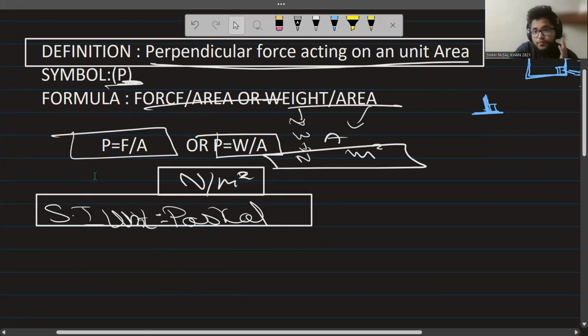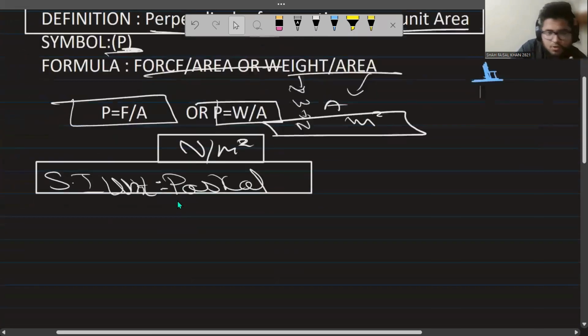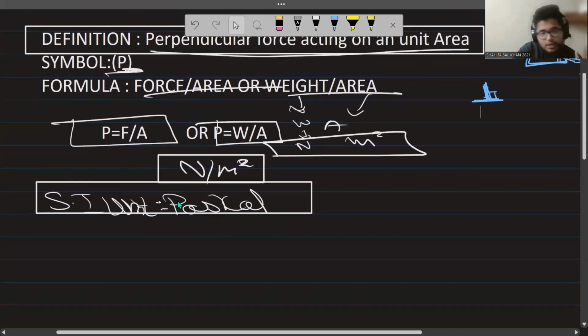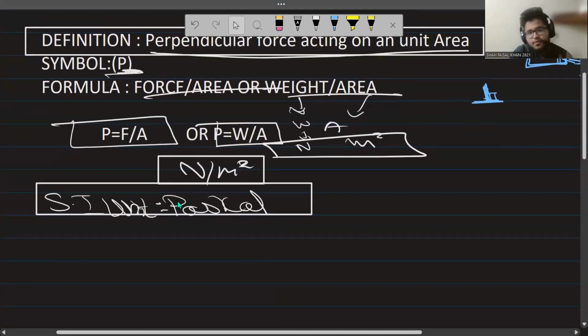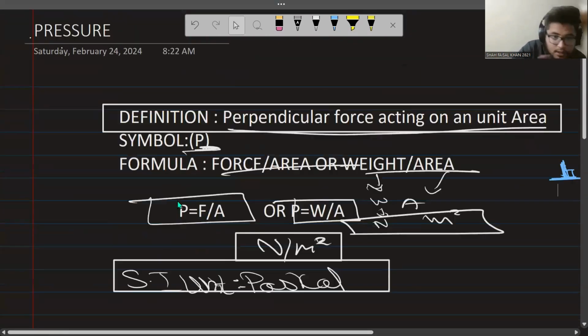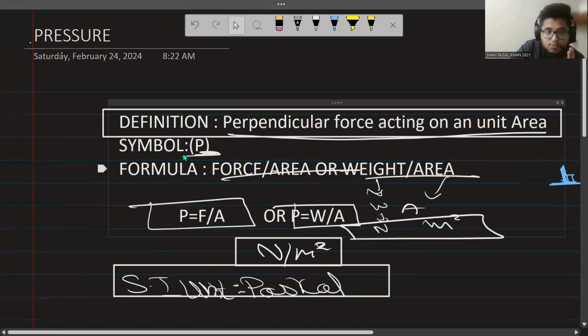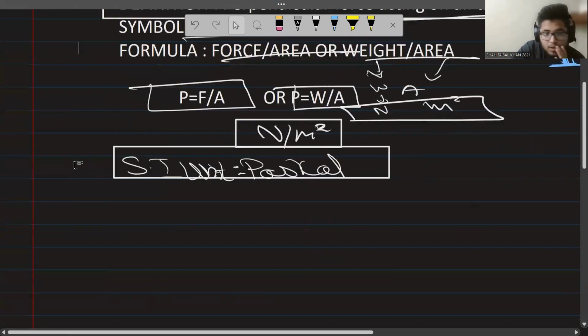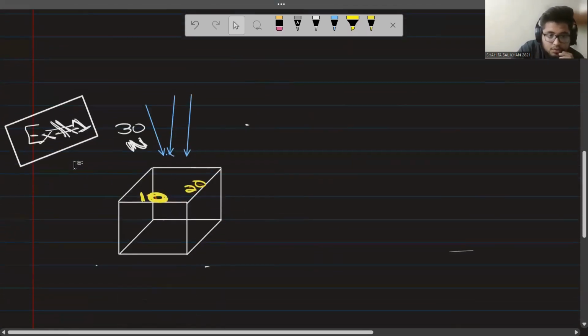So pressure is equal to force upon area, or pressure is equal to weight upon area. Weight and force both have the same unit, which is Newton. Hence, we can write either force or weight. These are the basics of pressure, and this is the main thing which you guys have to note down and remember thoroughly. Now let's do a question.